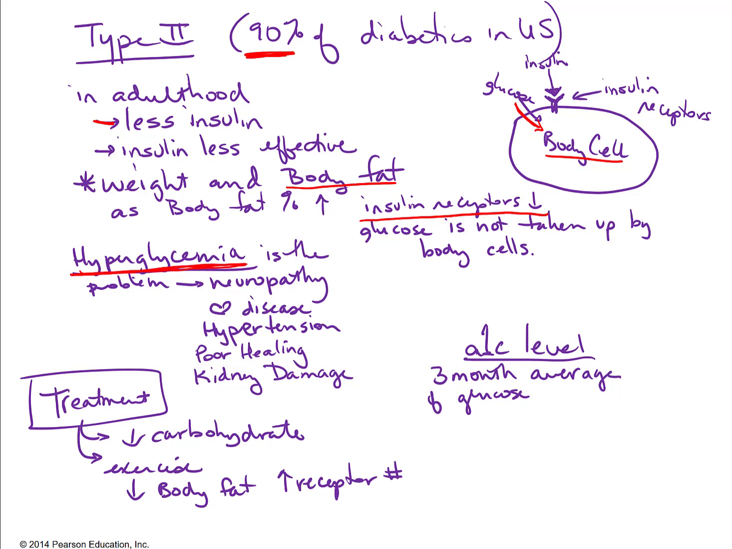So what's the treatment for that? It's not that their pancreas is non-functional. It's that their pancreas really can't keep up with the demands of the body size. Okay? So what could you do with your diet? Low carb. If you limit carbs, then you would limit the amount of sugar that ends up in your blood.